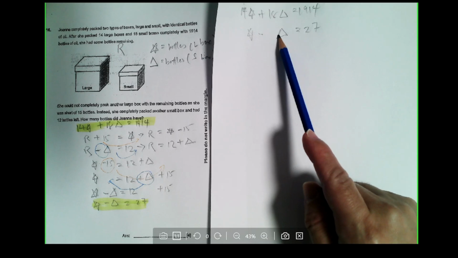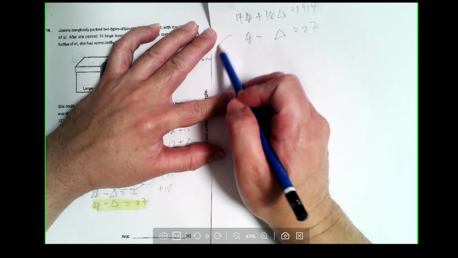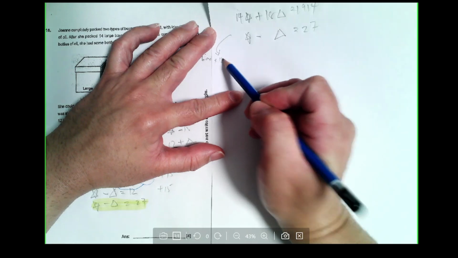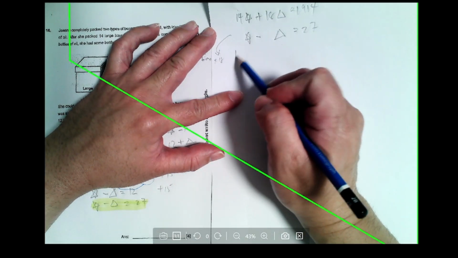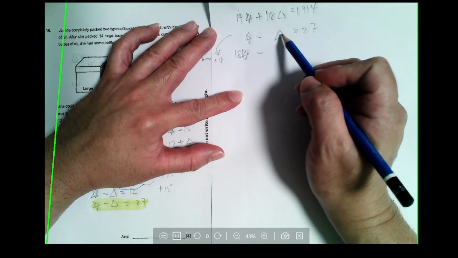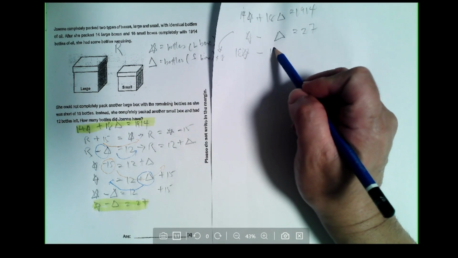So how do I get rid of triangle? I must make this 18 as well. Right now there's only one triangle. I need to make it 18. So how? This whole line, I need to times 18. Star times 18, you're going to get 18 star, minus triangle times 18, you're going to get 18 triangle. 27 times 18, go and press your calculator. 486.